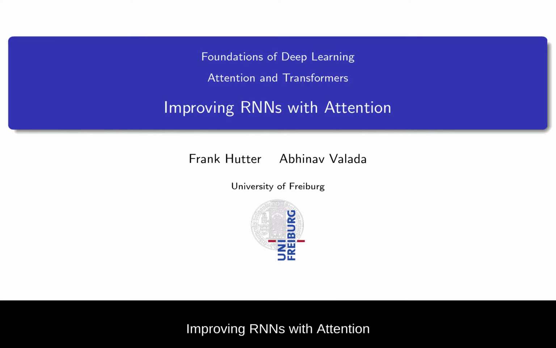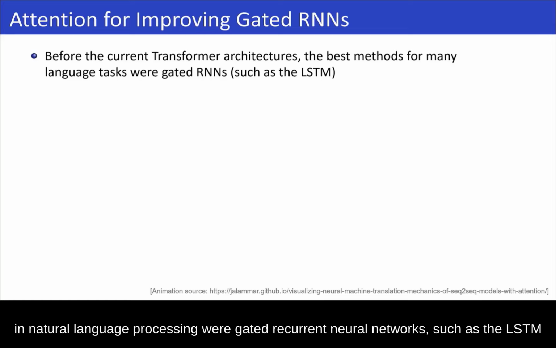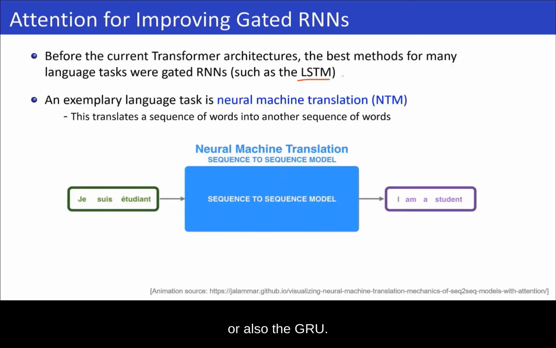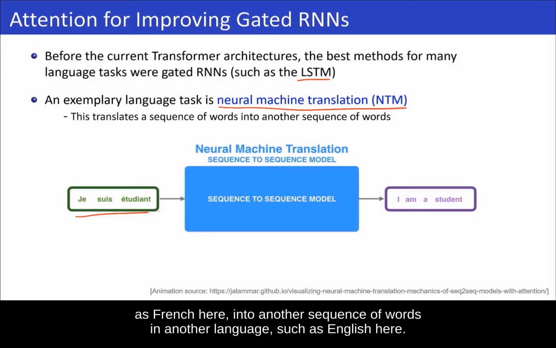Improving RNNs with attention. Before the current dominant transformer architectures, the best methods for many tasks in natural language processing were gated recurrent neural networks, such as the LSTM or also the GRU. One exemplary language task is neural machine translation. In neural machine translation, you translate a sequence of words in one language, such as French here, into another sequence of words in another language, such as English here.